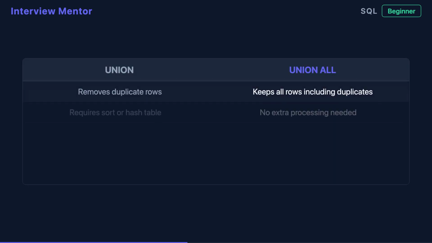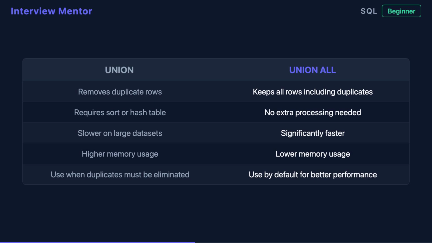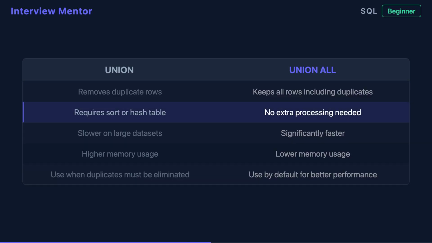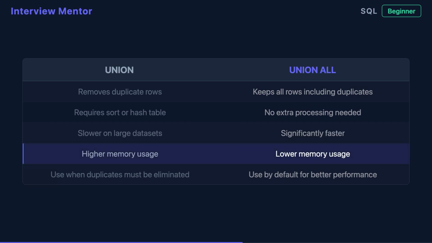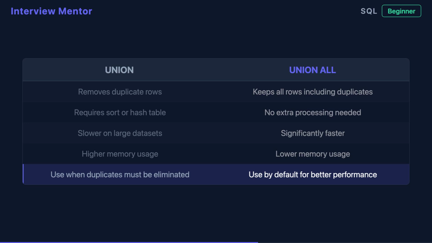Why does this matter? Because UNION has a hidden performance cost. To find and remove duplicates, the database must sort the entire result set or build a hash table. This requires extra memory and CPU time. UNION ALL skips all that work, making it significantly faster, especially when dealing with millions of rows. Use UNION ALL whenever duplicates are impossible or acceptable.